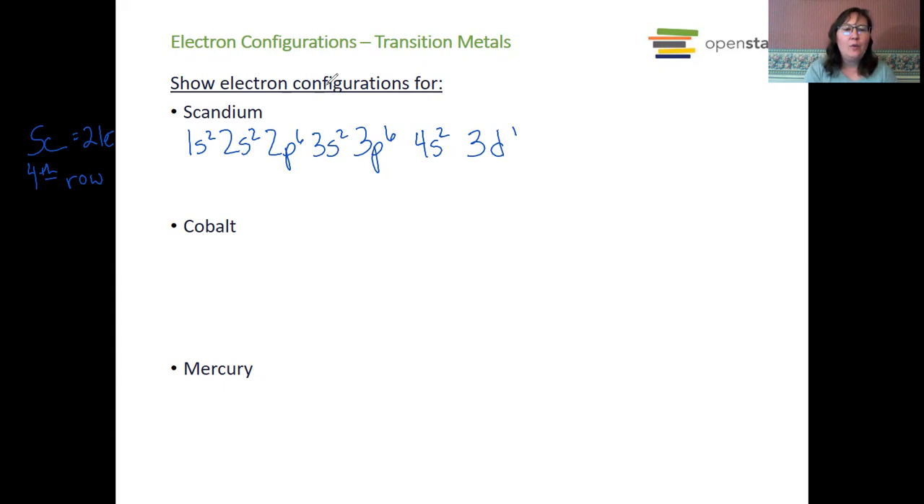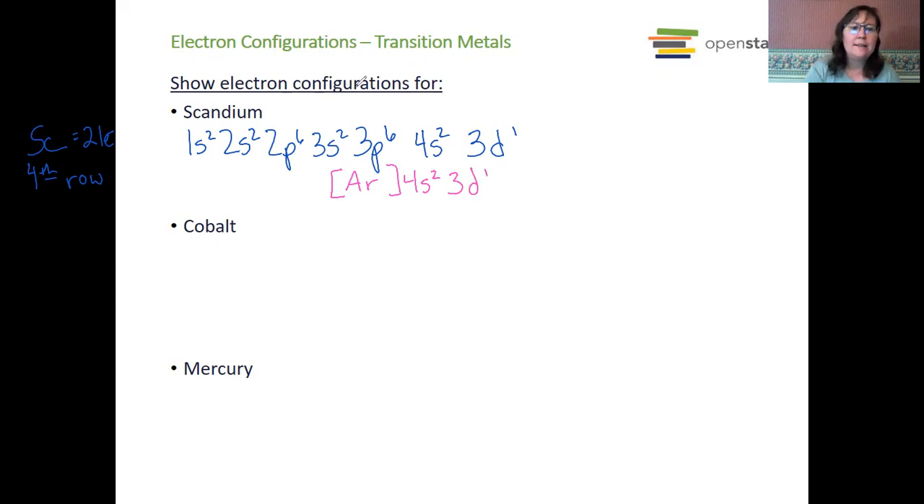Now if we come back to your last p6, we'll write our noble gas configuration there. 3p6 brings us to argon, and then 4s2, 3d1.